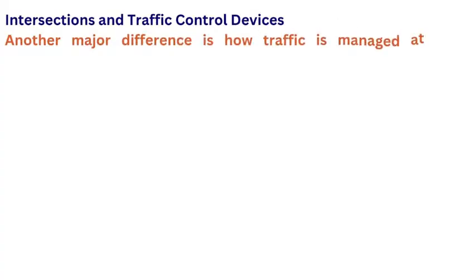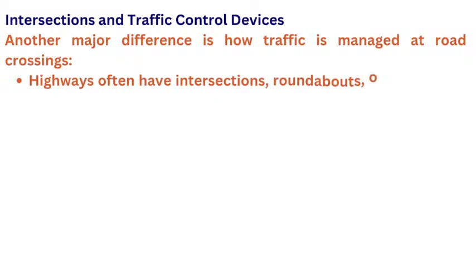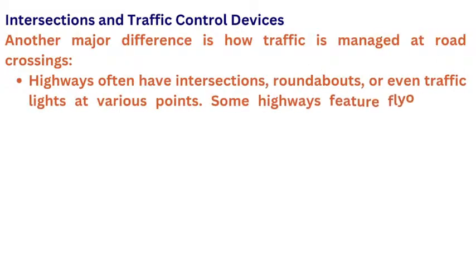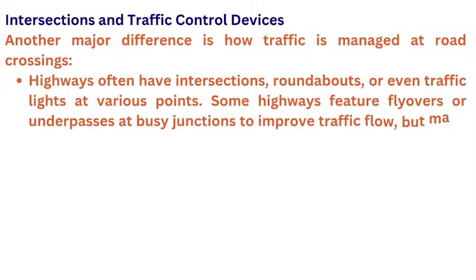Intersections and traffic control devices. Another major difference is how traffic is managed at road crossings. Highways often have intersections, roundabouts, or even traffic lights at various points. Some highways feature flyovers or underpasses at busy junctions to improve traffic flow, but many still require vehicles to stop or slow down.